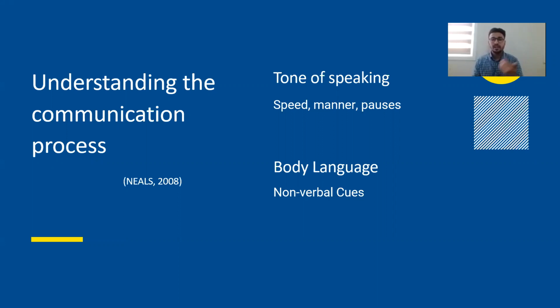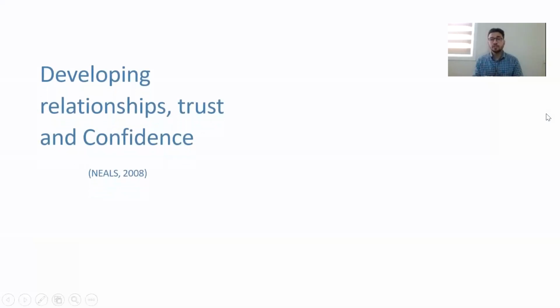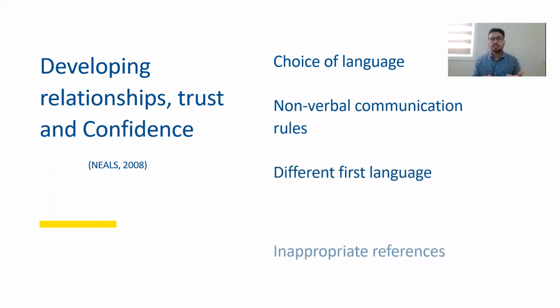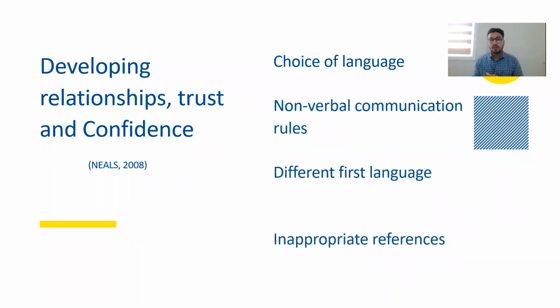Now I'll talk about the four strategies which we can use to overcome the communication barriers and help in developing relationship, trust, and confidence in the team. The first thing is choice of language. Talking to a team member who is not from the same country, we should consider the use of idioms or slangs the person may not be familiar with. We also have to consider the non-verbal communication rules. We have to keep our body straight, and consider manners like personal spacing.